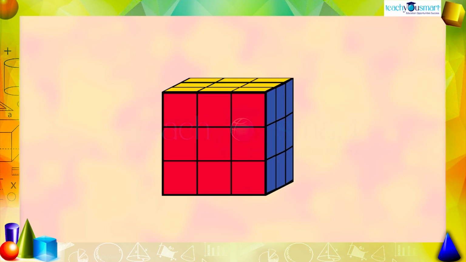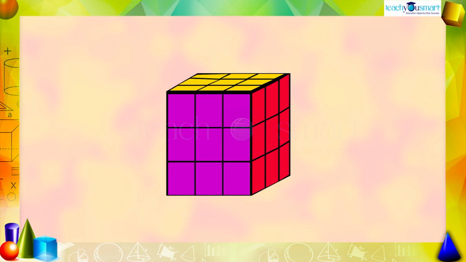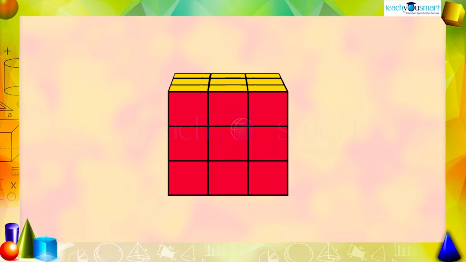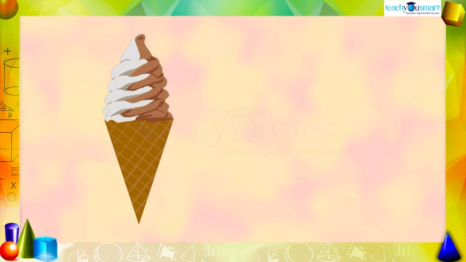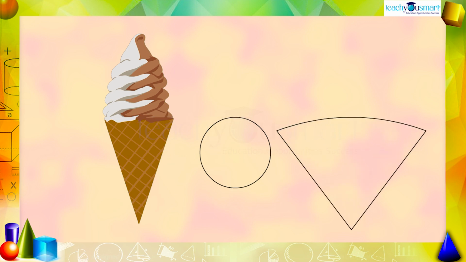This is a Rubik's cube, and its shape can be named a cube. Here all faces are squares, which is a two-dimensional shape. This is an ice cream cup, which is in the shape of a cone, and it has two faces. The base is a circle. And when we cut and open the curved face, we get a sector.